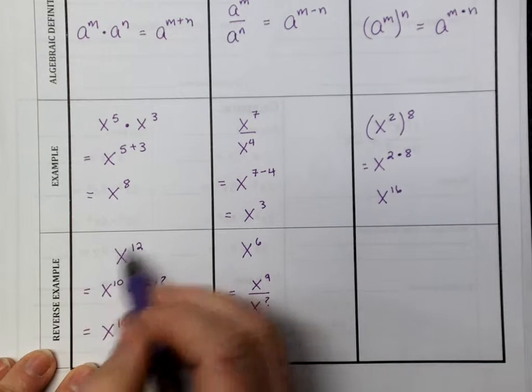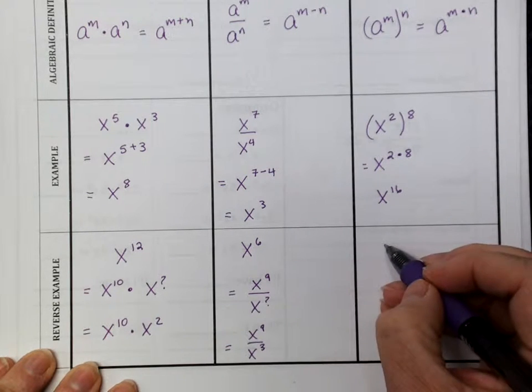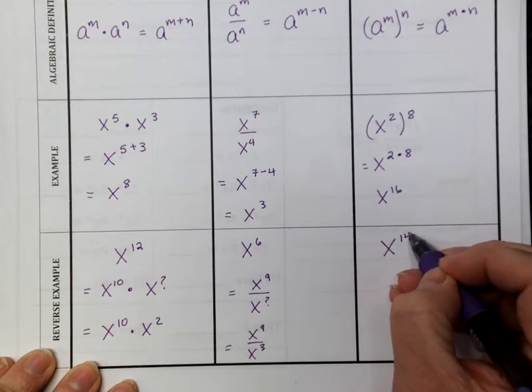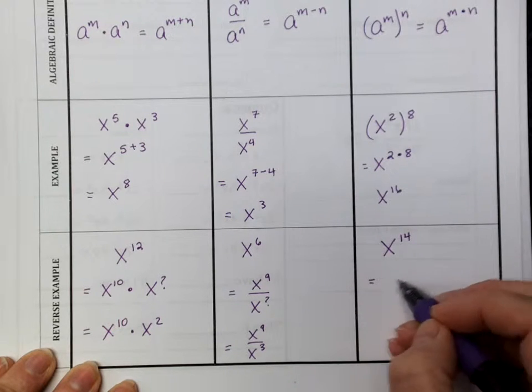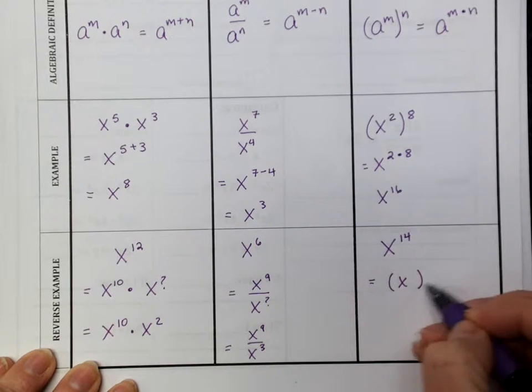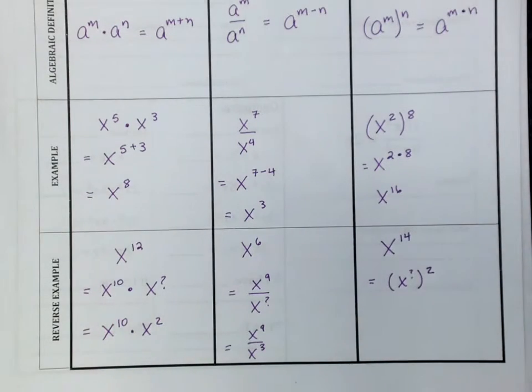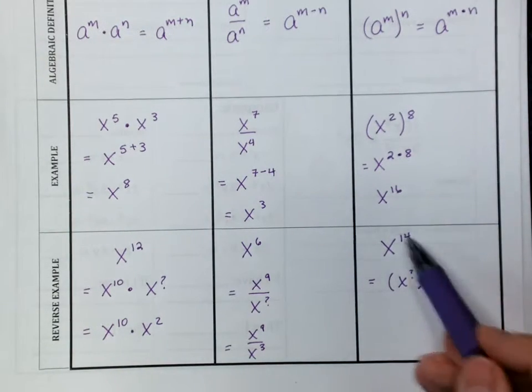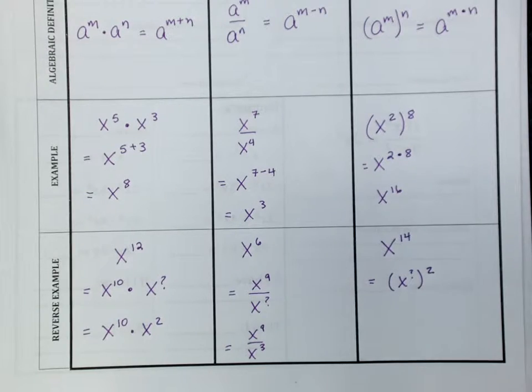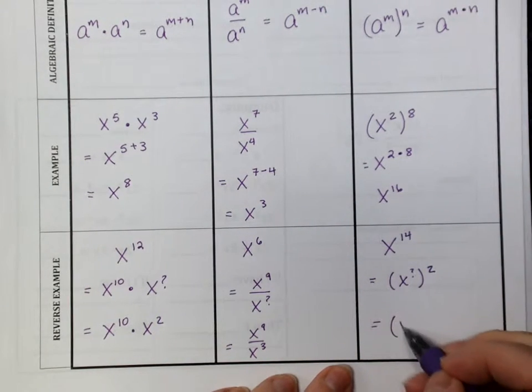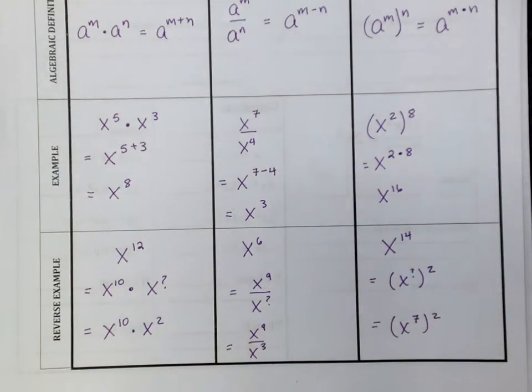So the product rule we're going to use a lot in reverse, and also the power rule. So let's say we start with x to the 14th, and I say, okay, we're going to have this x here, and I want you to make it something squared. So what do you have to put there in order for this to still have the value of x to the 14th? 7. Right. This would be x to the 7th squared. Still x to the 14th.